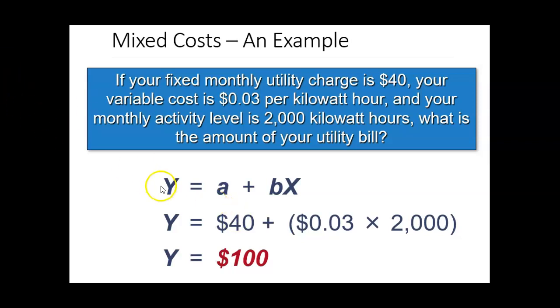So we use the formula y equals a plus bx to calculate our total mixed cost when we know the fixed cost amount, we know the variable cost per unit, and we know the level of activity.